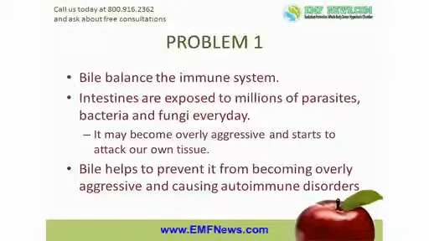Infections only rarely make it into the blood, but every day our intestines are exposed to millions of parasites, bacteria, and fungi. Because the intestinal immune system is continually at war with these microbes, it is much easier for it to become overly aggressive and start to attack our own tissue. What bile does is to regulate the intestinal immune system, helping to prevent it from becoming overly aggressive and causing autoimmune disorders. If you're suffering from a gut-related autoimmune disorder, it may be because of a blockage of bile flow.